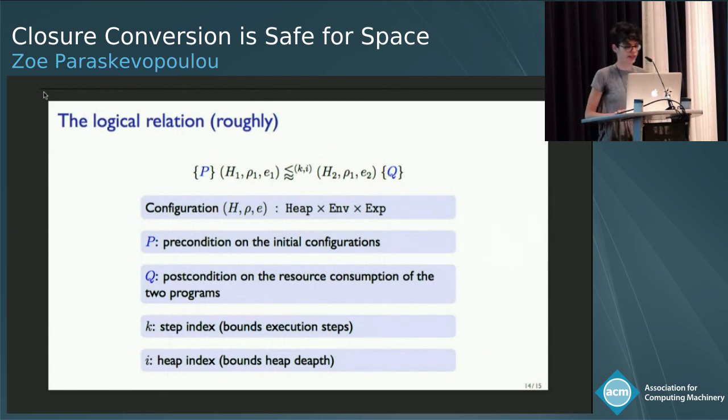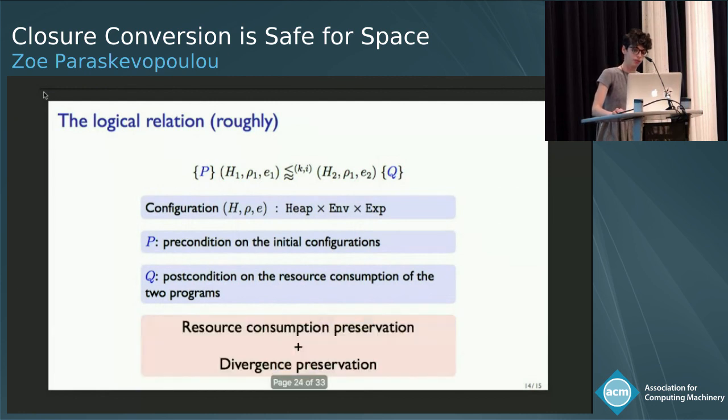Our logical relation is step indexed, but we also have an additional index, which is the heap index and bounds the heap depth. Decoupling this from the step index is not necessary for well-foundedness. However, it's a nice technical device that gives us flexibility in proving properties about the related heaps. And what's new about it? It's that we can reason about consumption preservation, and exactly because of that, we can also reason about divergence preservation and memory consumption for divergent programs.